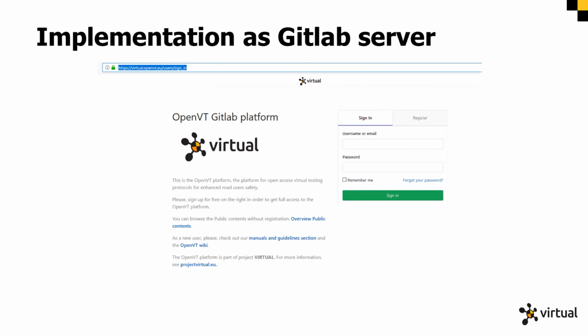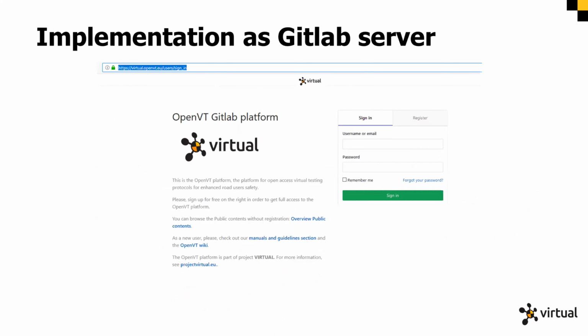Now to the technical implementation. Technically speaking, the OpenVT platform is a GitLab server hosted by our project partner Dynamo Nordic. The reason why we chose the GitLab framework is because, in our opinion, that is the state-of-the-art framework for collaborative open source development. It's also widely used in that community, so that's why we chose that.